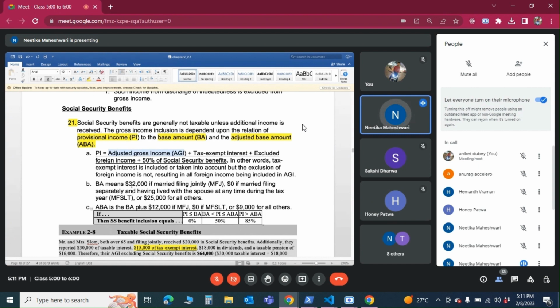Okay, so you will see a lot of our calculations are based on AGI. It's not based on taxable income. So that's why I was saying AGI is an important concept to know.